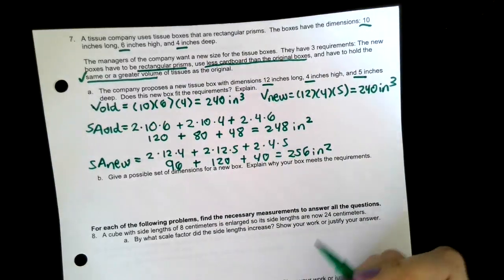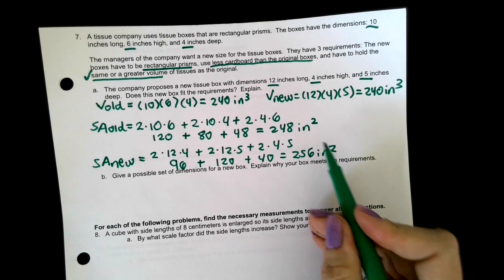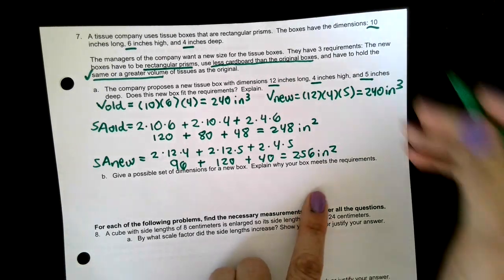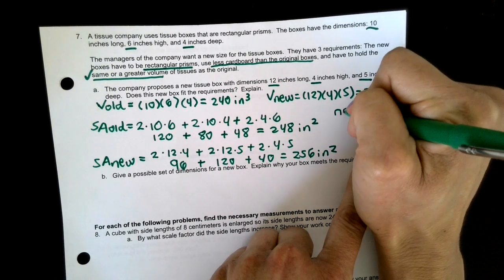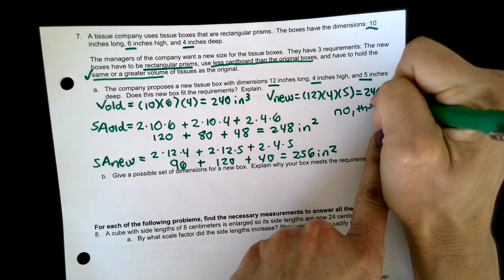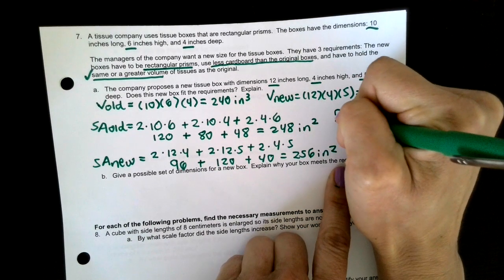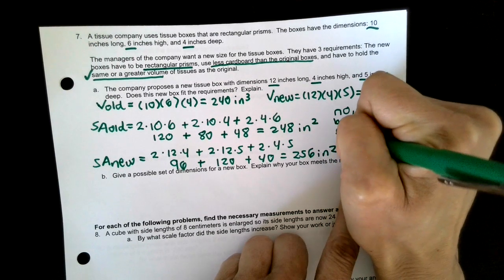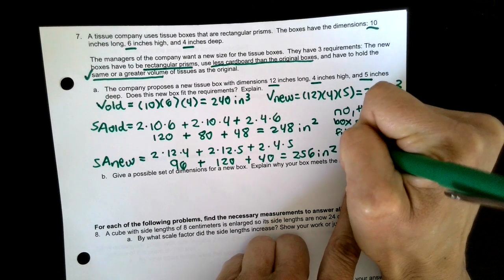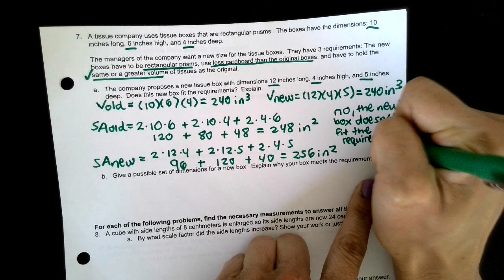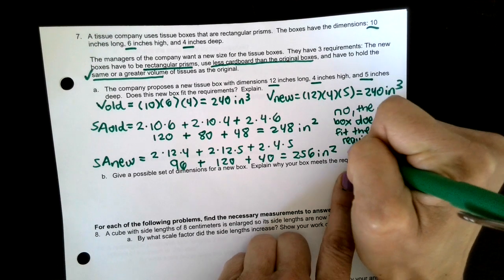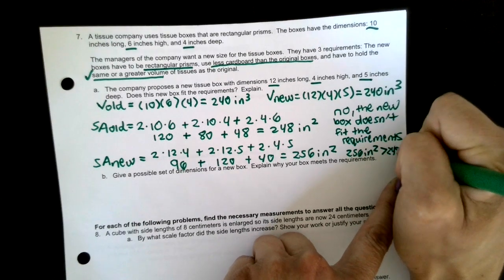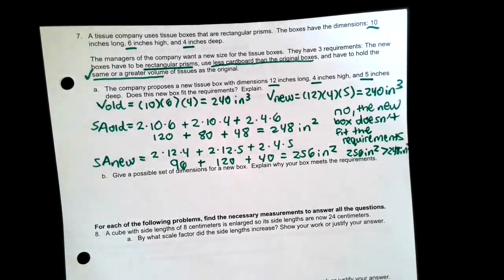So it looks like it doesn't match the requirements because we're using more surface area for the new box than the original old one. So we're going to answer the question and say no, the new box doesn't fit the requirements. And we could say that 256 inches squared is greater than 248 inches squared. Sorry, I'm kind of running out of room right there.